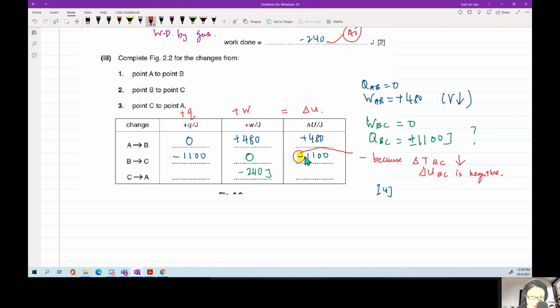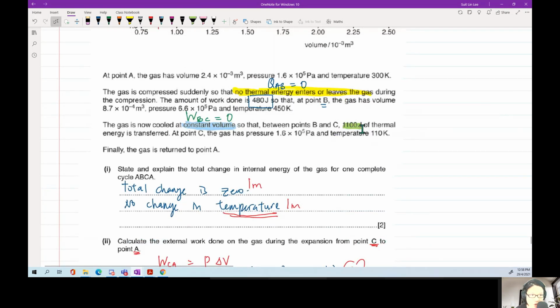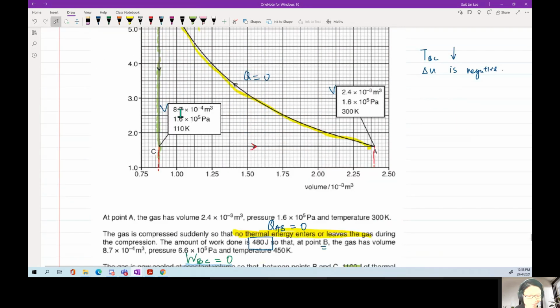And in order for this thing to be negative, this thing must also be negative, because this one plus this one is this one. It's very tricky because you see here, they say transferred. And a lot of students will think, oh, transfer, show positive, because they didn't use the word remove. So when they say transfer, is it transferred to the gas? Is it transferred from the gas? Confusion. So you have to pick up some clues from the table or the graph.